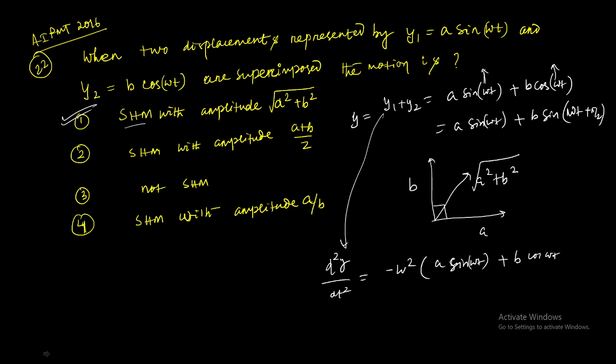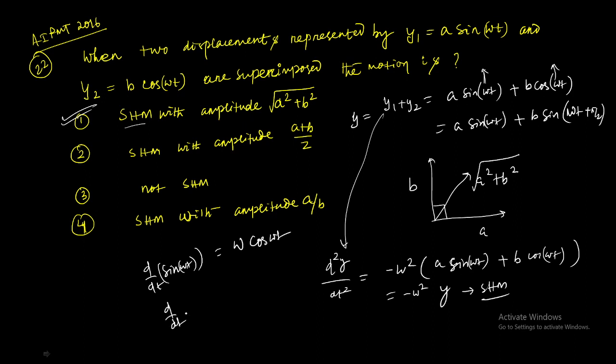This will be cos of omega t. So minus omega square will come, so minus omega square, and this will be your y again. So this is following SHM. You know the derivative: d by dt of sin of omega t is equal to omega into cos of omega t. Again, if you do the derivative, you will get minus omega square sin of omega t, and the derivative of cos of omega t is basically minus omega sin of omega t, right?